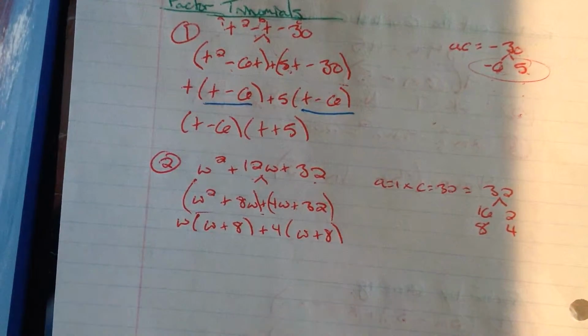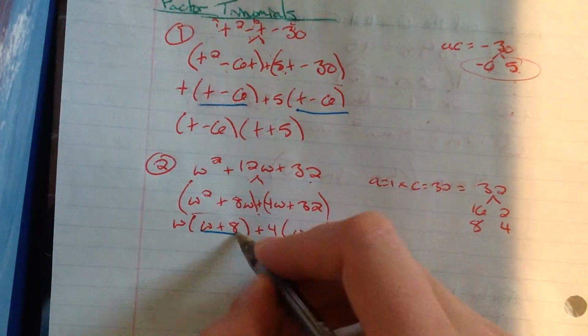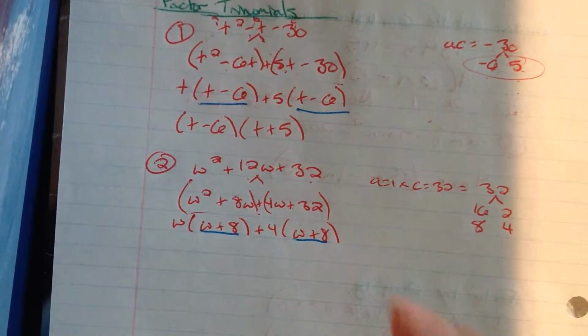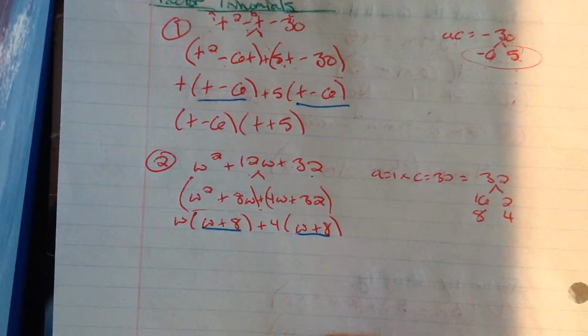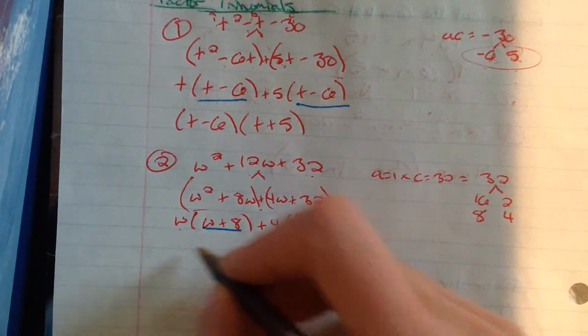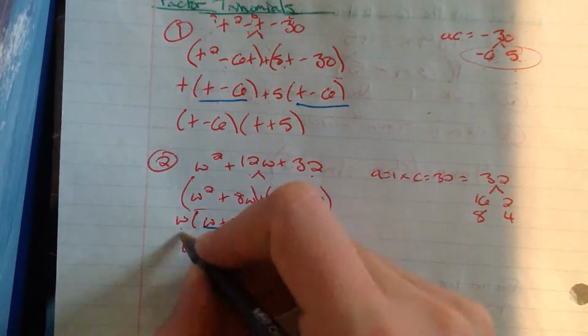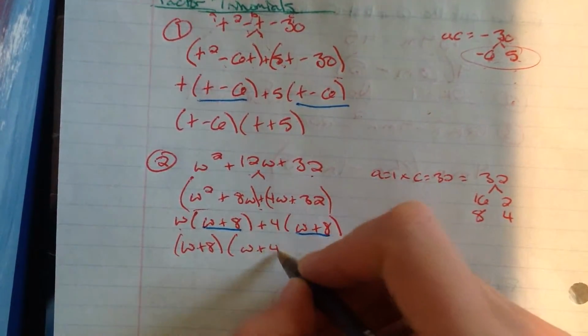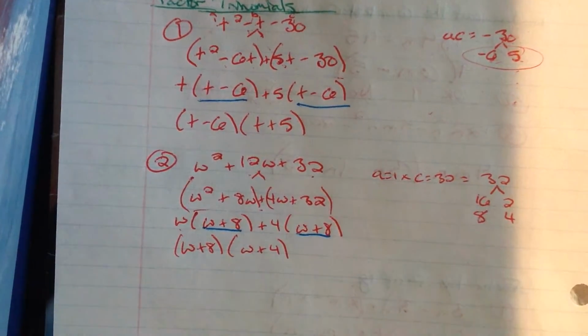If you've done it right, you'll always get to where these match. That's a good sign. If not, you should go back through and check your work. Pulling the w plus 8 out front, I'm left with w plus 4 as my second term in parentheses.